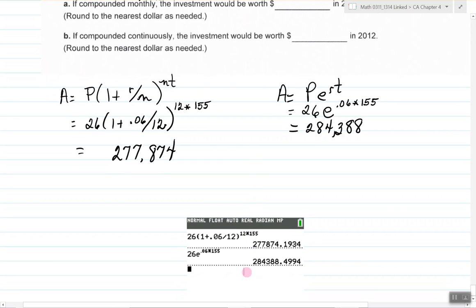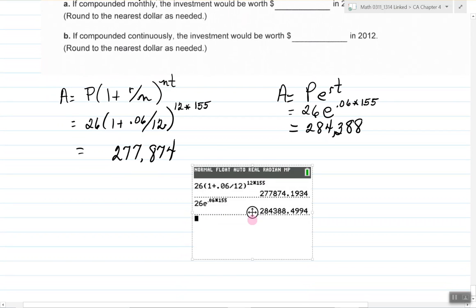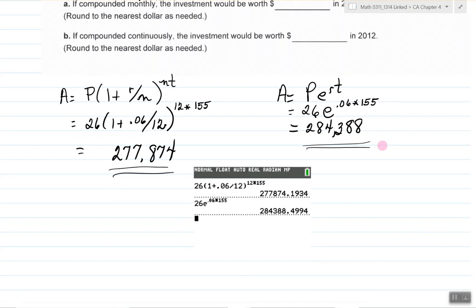Whoops, thought I could just move it up. I can. So those are my two answers. This is compounded monthly, and this one is compounded continuously. So that was just one more example.